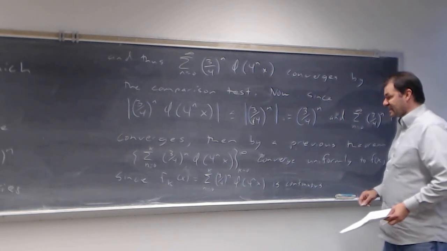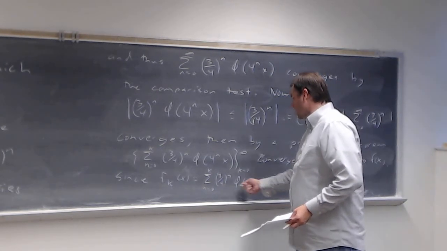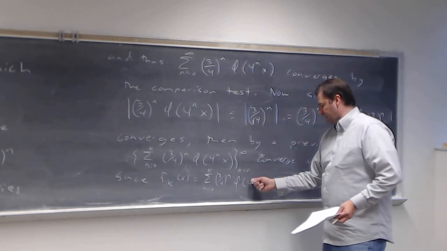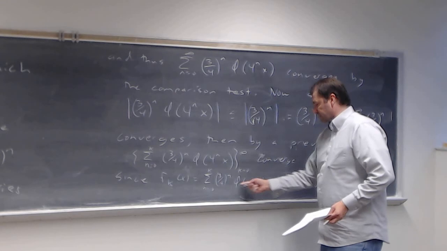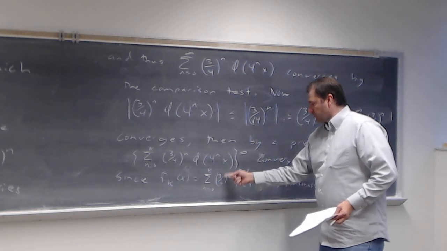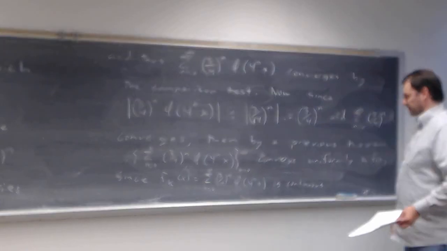Okay, so that's a continuous function. And it's continuous because it's a sum of continuous functions. This is a composition of continuous functions. 4^n x is a constant times x. That's continuous. Phi acting on it is going to be continuous because phi is continuous. And then we're just multiplying it by a constant. And we're adding a bunch of those up. And the addition of continuous functions is continuous.